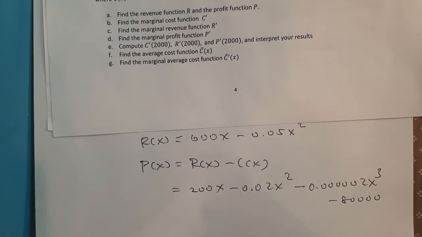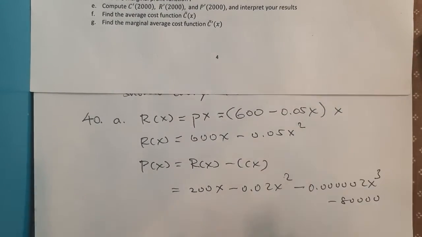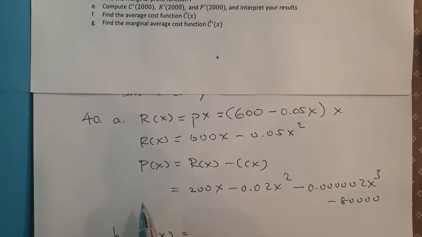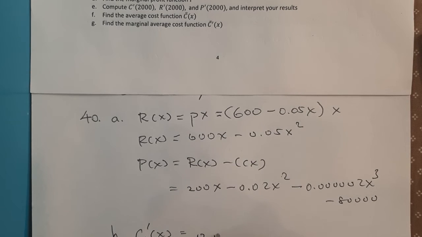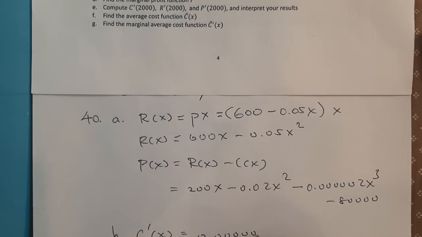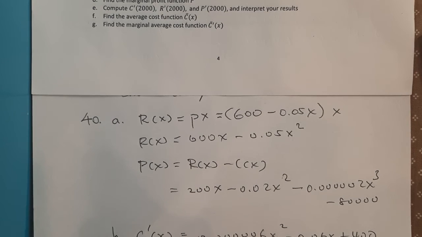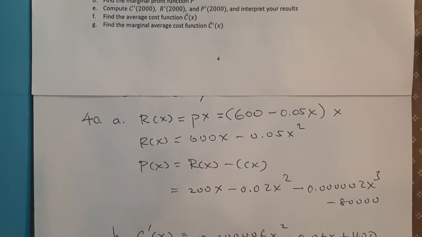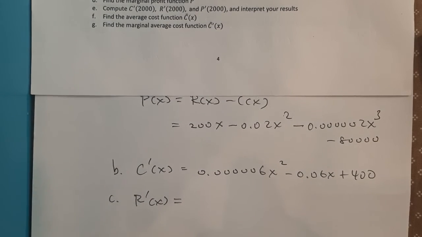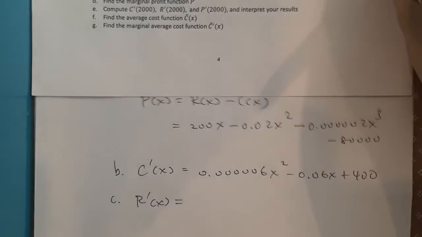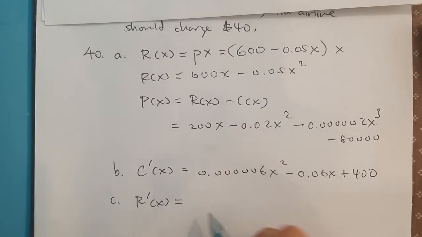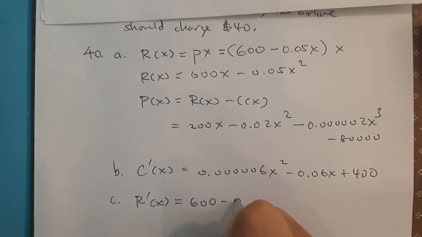So that's part A, and then part B is to find the marginal cost function. That's going to be C prime of x. So we already have the function, we're going to get the derivative. So we have 0.000006x squared minus 0.06x plus 400. And part C is to find the marginal revenue function. That's R prime of x. So we've found the revenue that was over here. Get the derivative, it's 600 minus 0.1x.